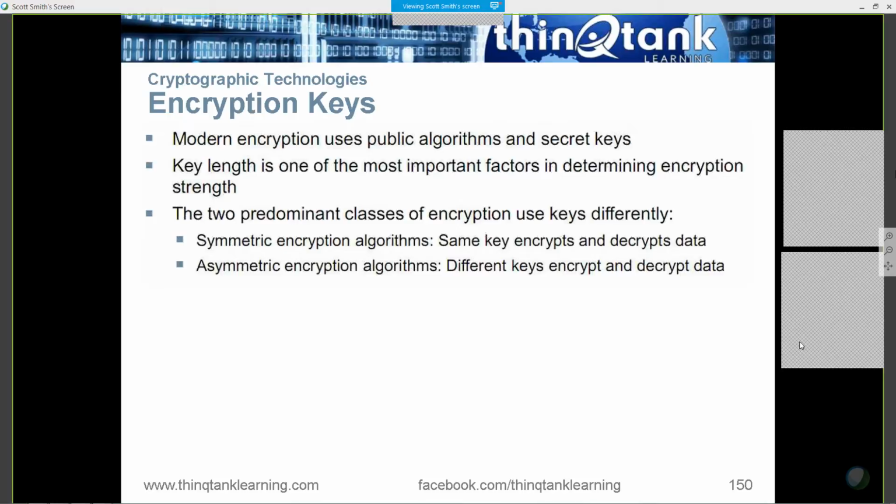All right? Now, like I said, modern encryption techniques today use public algorithms like AES or triple DES and secret keys. The algorithm itself is not secret. Now, I will say that the federal government probably does have algorithms that they use that nobody knows.